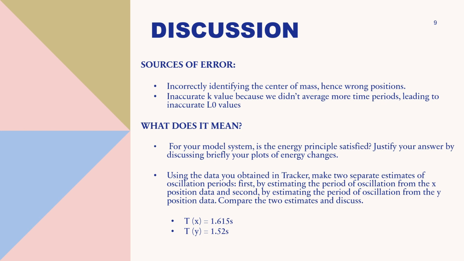So I used the same method to find the period of oscillation for both the x and the y, and that's by averaging out 3 time periods, and I was able to obtain 1.615 seconds for the x values and 1.52 seconds for the y values. The change, even though it's quite small, is only 0.1 seconds. That could be because of the errors we mentioned or because of drag. But overall, they were pretty similar, which is what is expected.